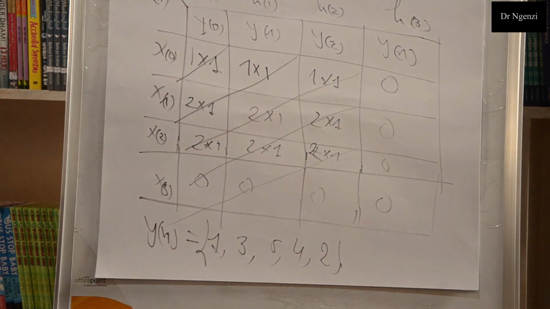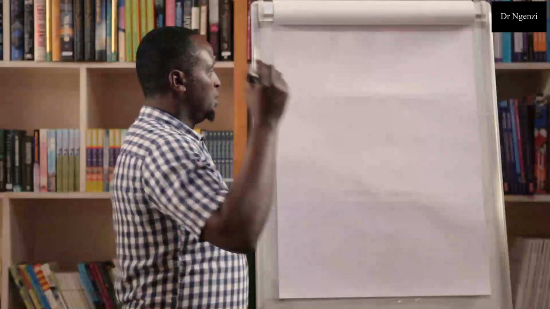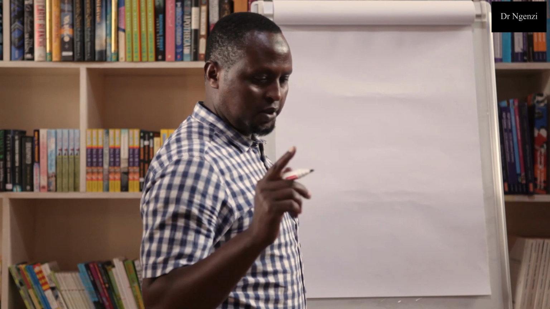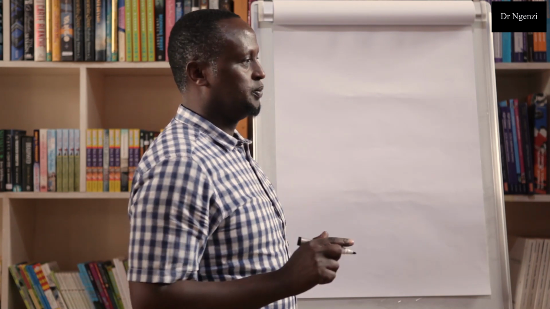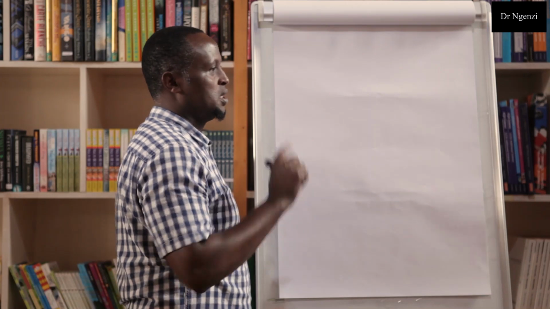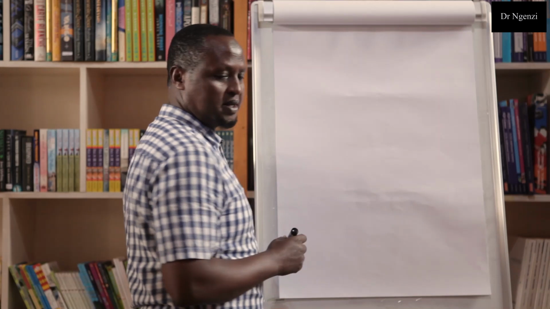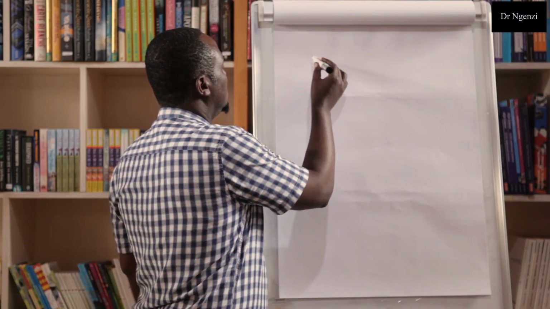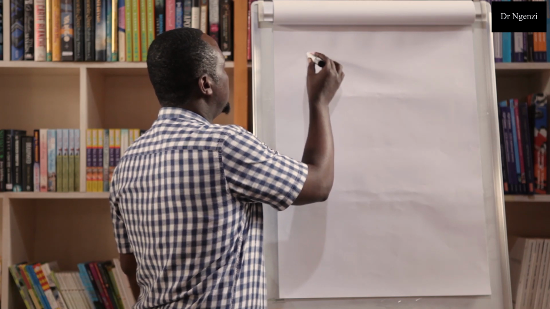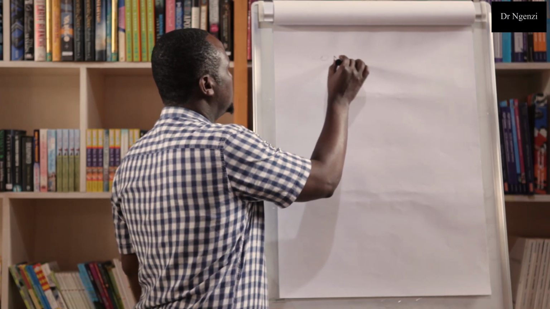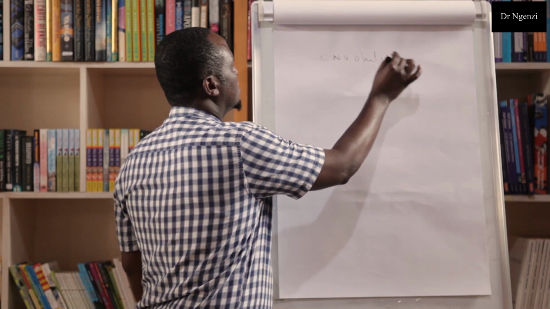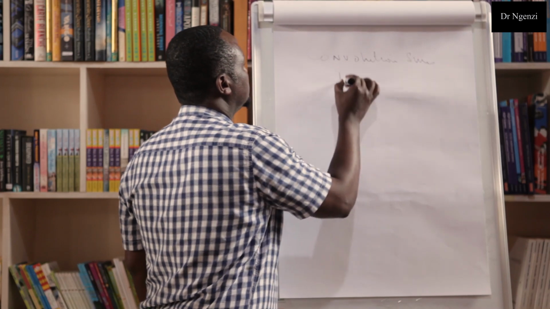So you can see we have obtained the same answer for the impulse response and convolution sum using the sequential and the tabular methods. Now we are going to see the properties of the convolution sum.